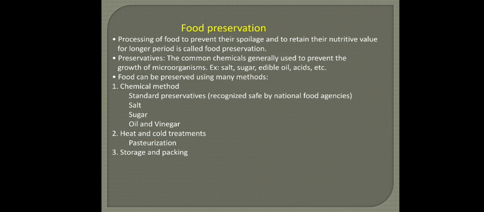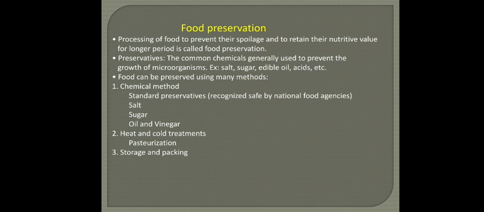sodium metabisulfite and sodium benzoate. Sodium metabisulfite and sodium benzoate are two chemical preservatives used for preserving so many food items. These preservatives will not allow the microbes to grow in that particular food stuff, and the food will remain free from the attack of microbes.